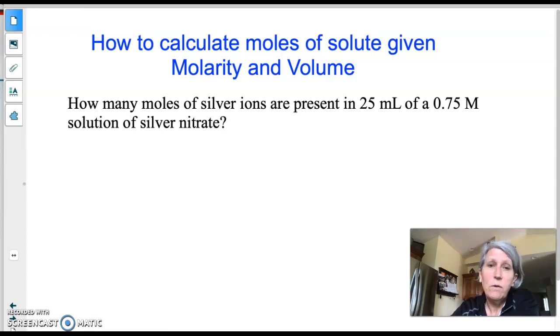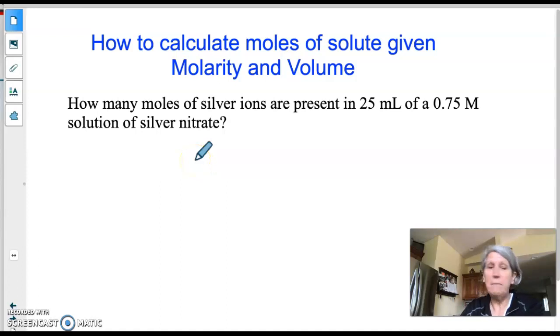Okay, I just want to do a short video on how we can use this understanding of molarity and volume, how to calculate moles when we're just talking about ions. So it's a little bit different now that we know what we know about dissociation. So the first problem here says how many moles of silver ions are present in 25 milliliters of a 0.75 molar solution of silver nitrate.